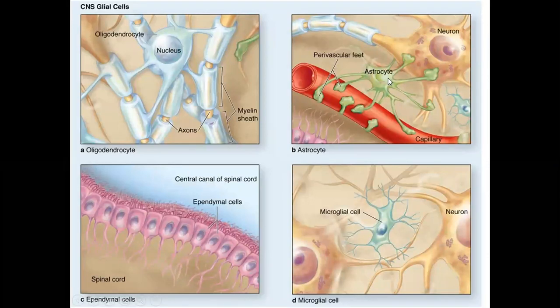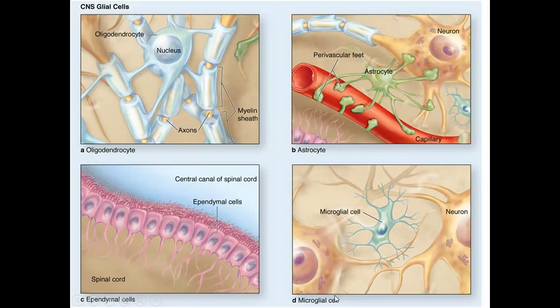Then we have astrocytes. Astrocytes are called astrocytes because they look like asteroids, like stars with a lot of processes. And here they connect the neuroglial cells with the blood vessels, and they form the perivascular feet around each of these vessels. So these are called the astrocytes.